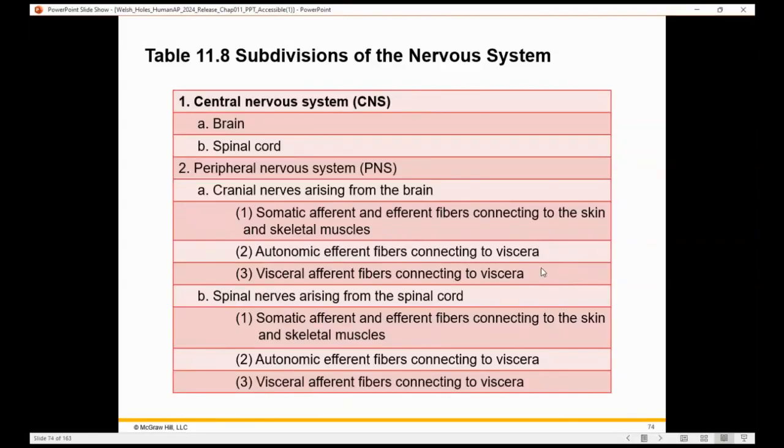And this table gives you a brief overview of the subdivisions of the nervous system. And we'll cover these in a little bit more detail.